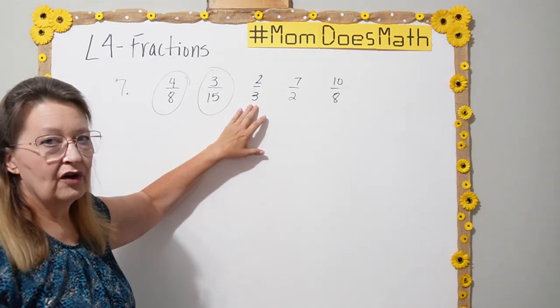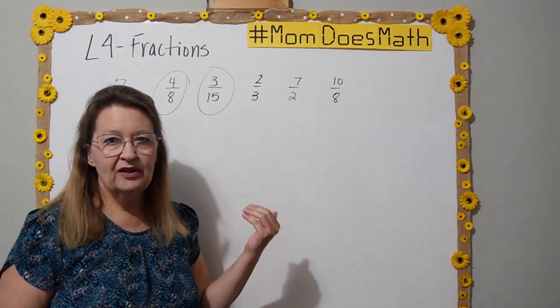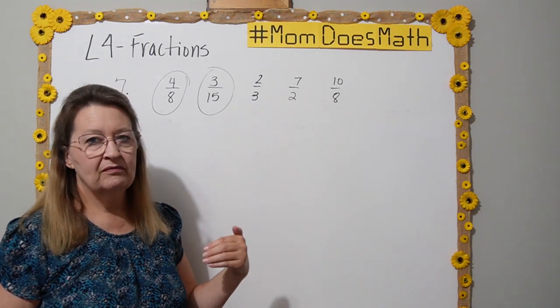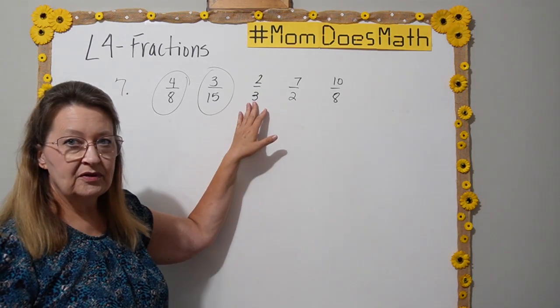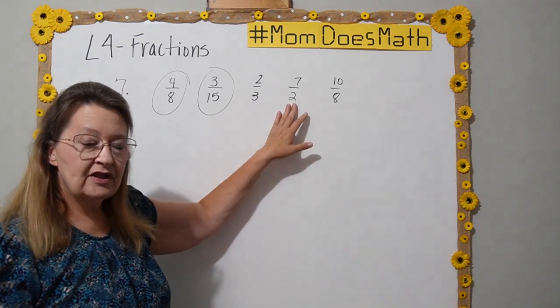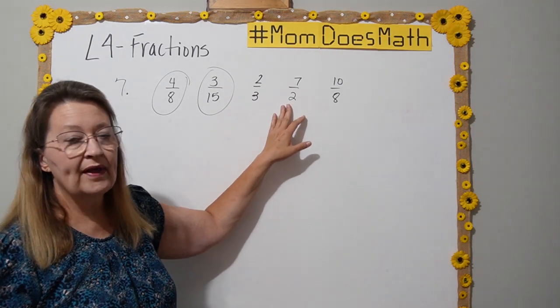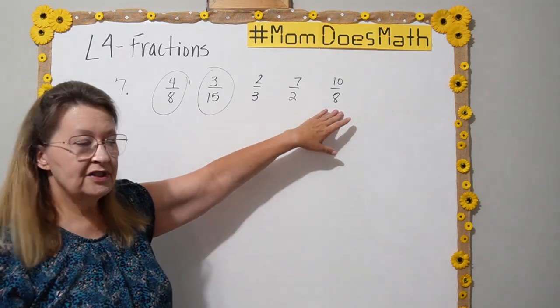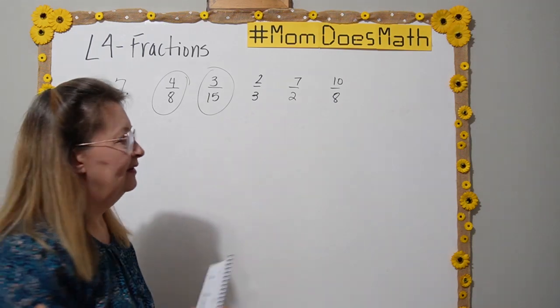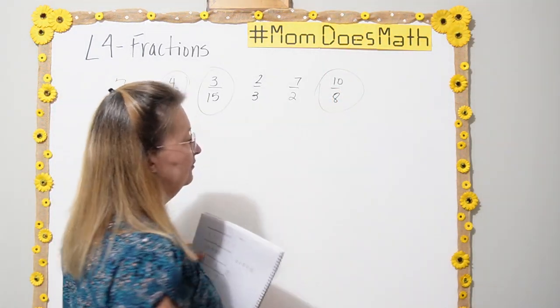Okay, 2/3. Is there any number that will go into 2 and 3? No. So this is lowest terms. 7 halves. Is there a number that will go into 7 and 2? No. So we're not going to circle that one. And then this one down here, 10 over 8. Yes, that 2 will go into both of those.